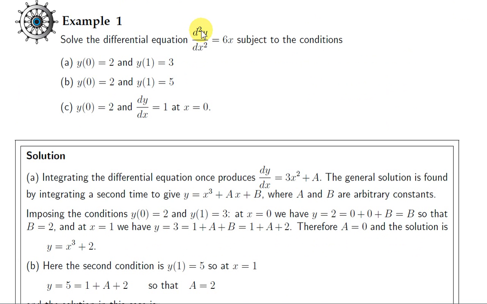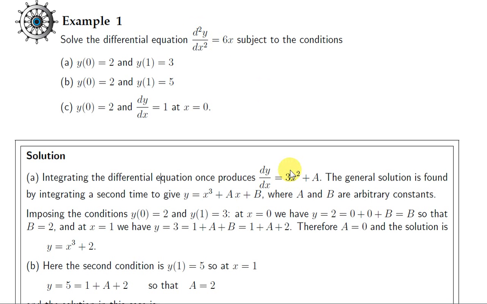In this example, we have the differential equation d2y dx2 equals 6x, and we're going to solve it subject to condition A here. Y at x equals 0 is 2, and y at x equals 1 is 3. So let's look at this first condition. So anyway, let's get the general solution to this differential equation. The general solution will involve general numbers a and actually b as well, because this is a second order differential equation. It's got a second derivative in it.